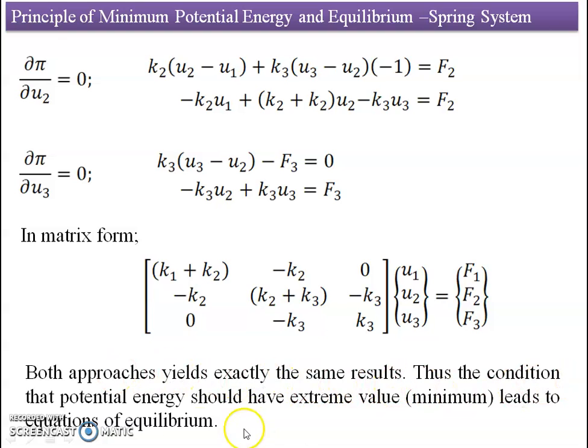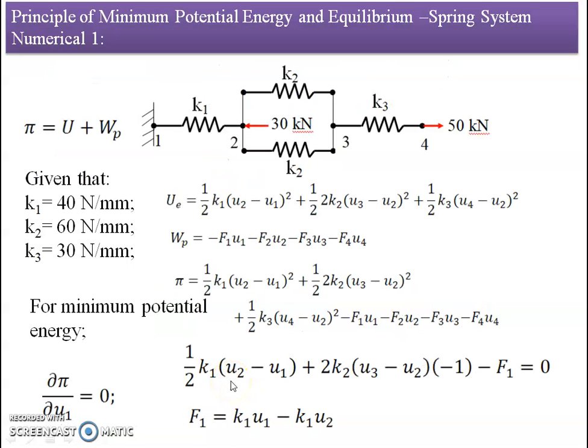Thus we can say the potential energy should have an extreme value, that is a minimum, which leads to the equations of equilibrium. So here we can make a statement that either we can go with the equilibrium state, or we can say potential energy is minimum only when the equilibrium state is arrived.